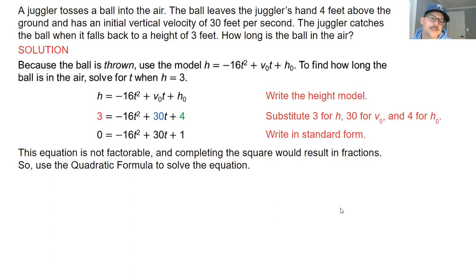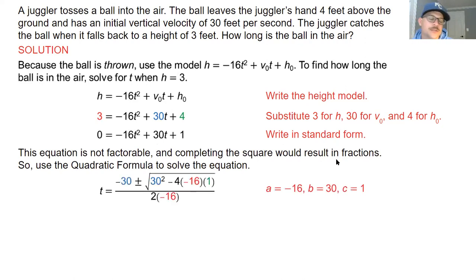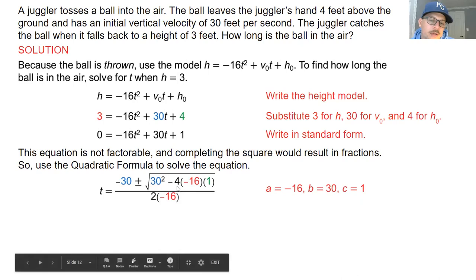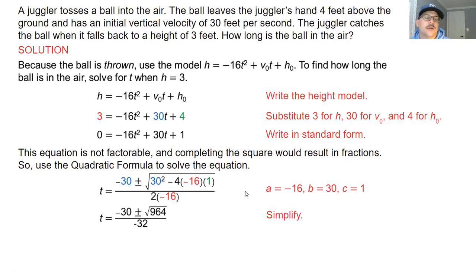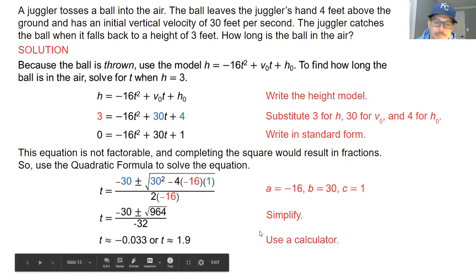So this equation is not easily factorable. You could use completing the square, which is going to result in some fractions. So let's use the quadratic formula just because we know that it always works. So plug in your A, B, and your C into that quadratic formula. Do your 30 squared and then multiply 4 times 16 times 1. You combine those together, 900 plus 64, I think, 964, yep.